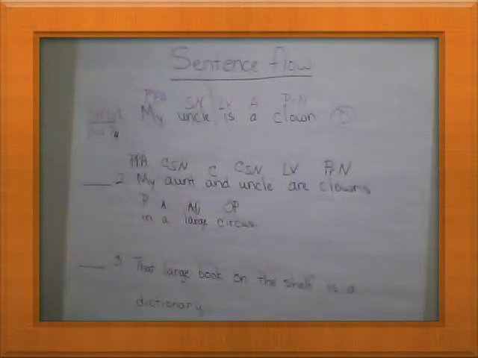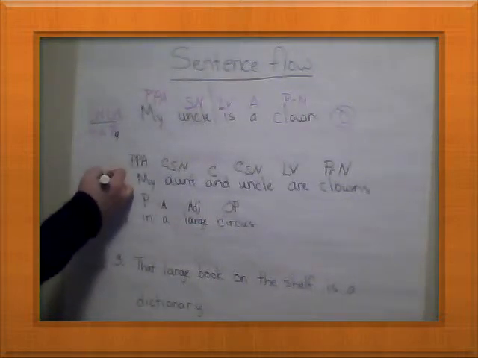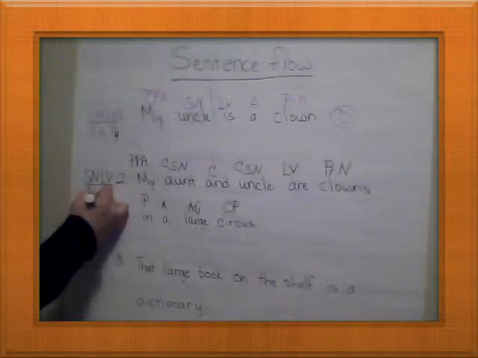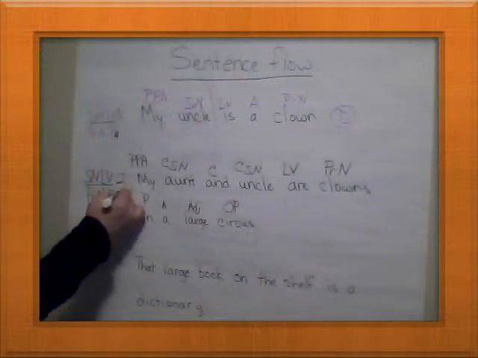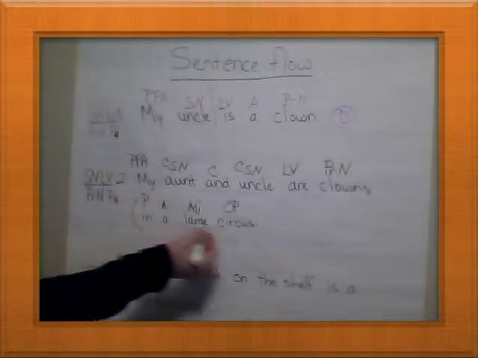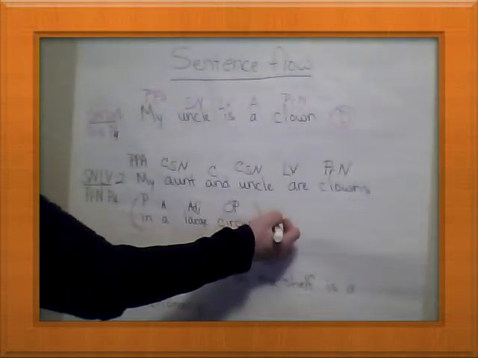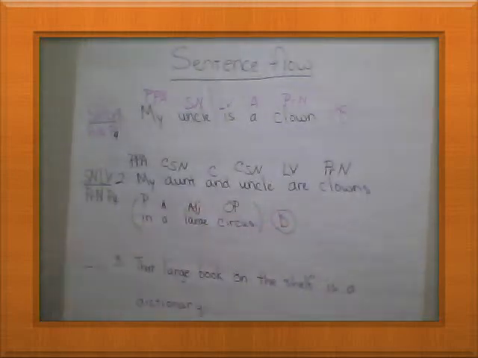And now we're going to put our pattern. SN, LV, PRN, pattern 4. And we'll do our skill check. Did we mark the L for the linking verb? Yes. Are there any prep phrases? Yes. Parentheses around in a large circus. That is a prepositional phrase. Our in-mark flow has a period. This is a statement, so we're going to put D for declarative.